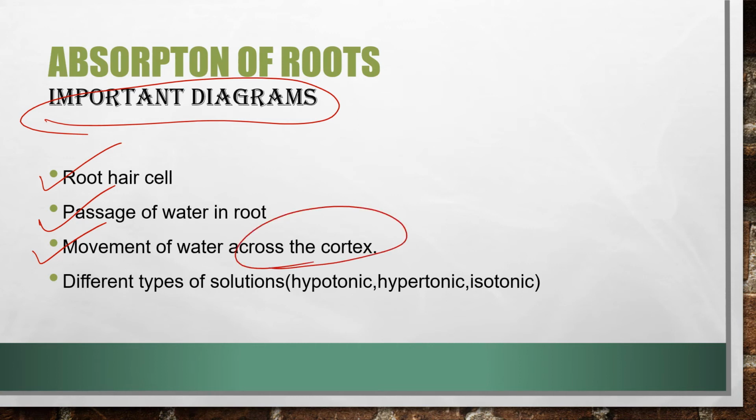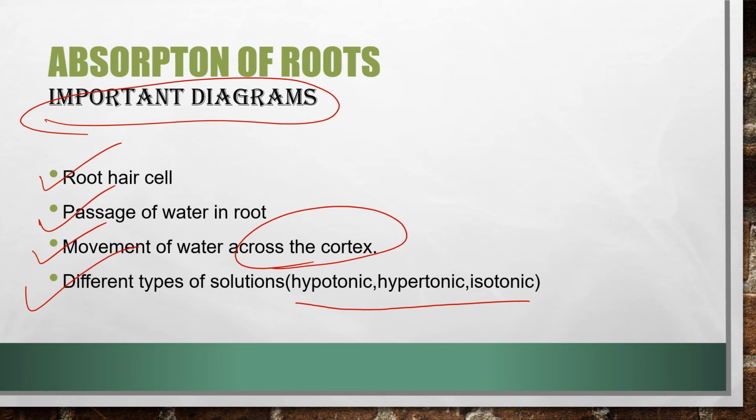Just make it clear that when you are drawing, you should remember the labeling. The parts which you are drawing should be labeled properly. The next one is the different types of solutions: hypotonic, hypertonic, and isotonic solution. So I think till now it is very clear to all of you that I have discussed a few experimental setups in the previous slide, where I have separated those experimental setups from these important diagrams.